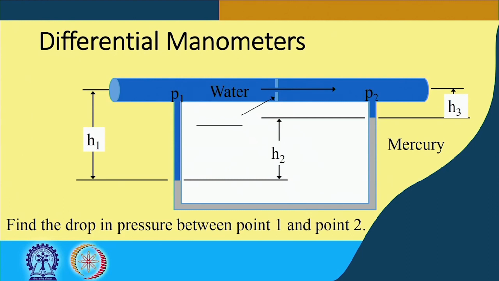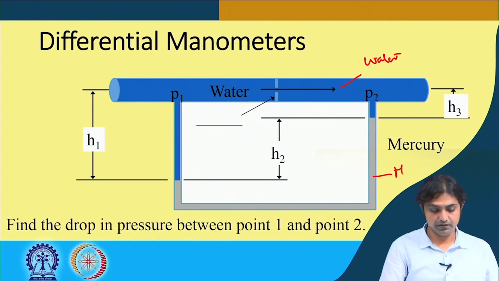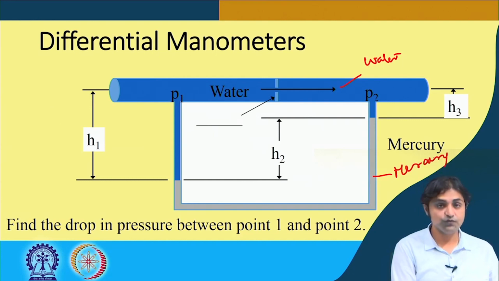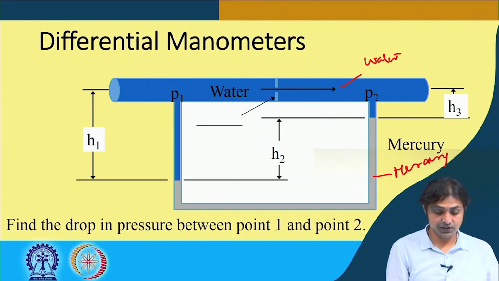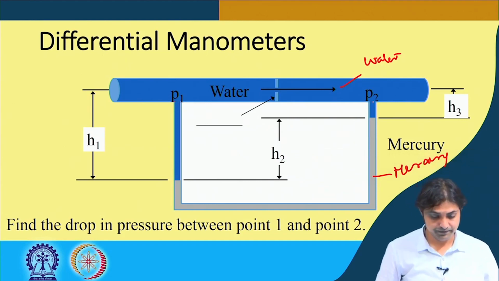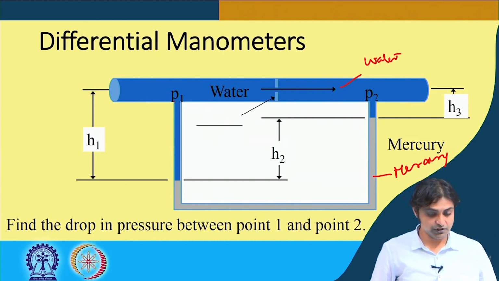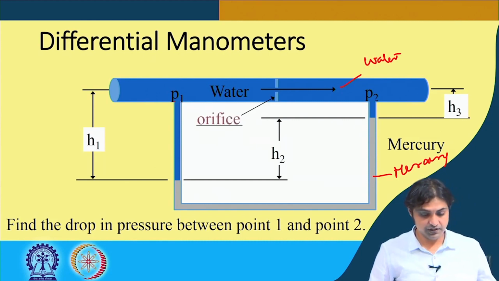So we are actually going to write down an equation, or you can call it a numerical as well. This is the setup: the blue liquid here is water, and this is mercury. We need to find out the drop in pressure between points 1 and 2. So how are we going to approach this problem? Here, if you see, this is an orifice, correct?